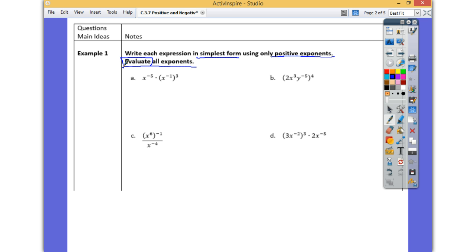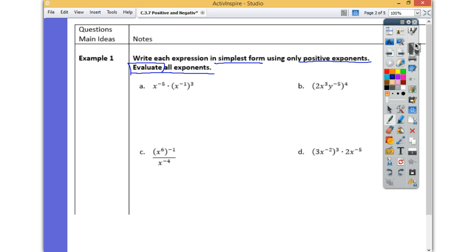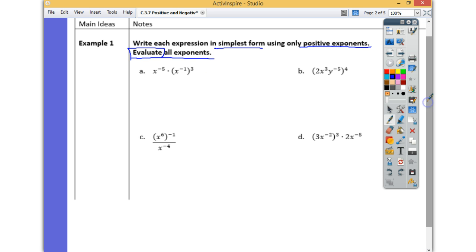I'm going to make mine bigger again. I'm going to write it bigger. X to the negative 5 times x to the negative 1, to the third power. What do I need to do first? What should we do first in this one?